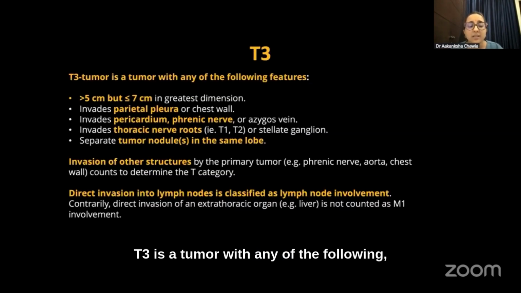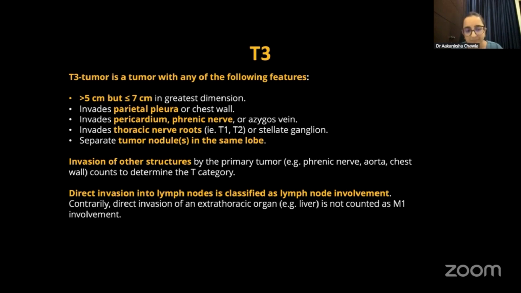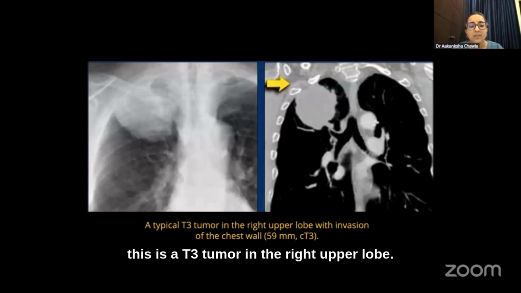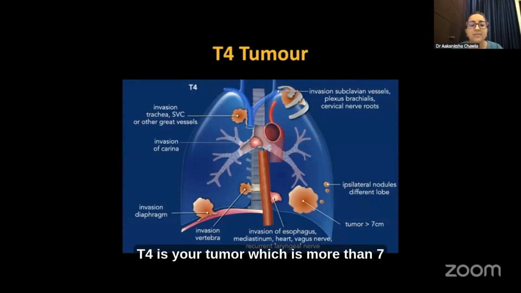So T3 is a tumor with any of the following. Like I said, it's more than 5 but less than 7. Can involve parietal pleura, pericardium, phrenic nerve, azygous vein, thoracic nerve roots, tumor nodules in the same lobe. And direct invasion into the lymph nodes is classified as lymph node involvement. So this is your T3. And this is a T3 tumor in the right upper lobe. It is invading the chest wall.